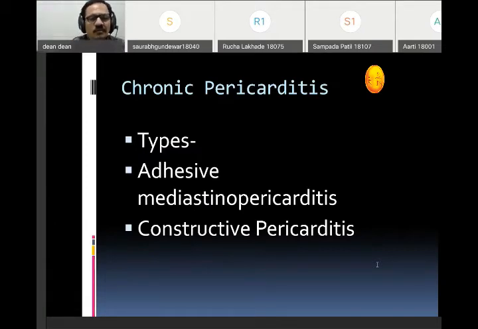Good. So we have seen acute pericarditis. Now we will switch over to the chronic type of pericarditis. There are basically two types of chronic pericarditis. One, adhesive mediastinal pericarditis. Second is a constrictive type of pericarditis. So adhesive pericarditis, second constrictive pericarditis. If along with the pericardium, mediastinal organs are also involved, we call it adhesive mediastinal pericarditis.